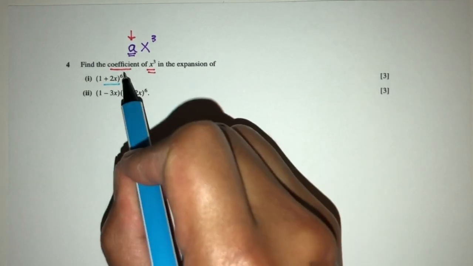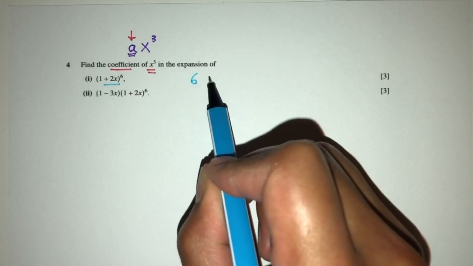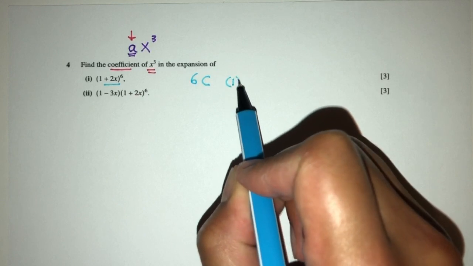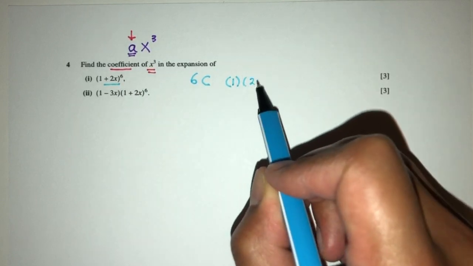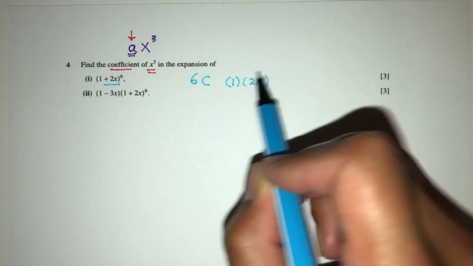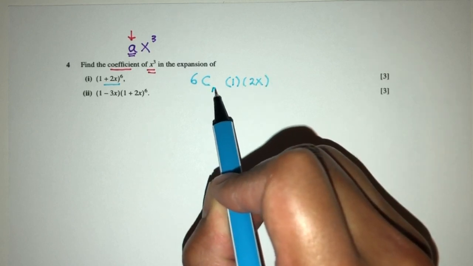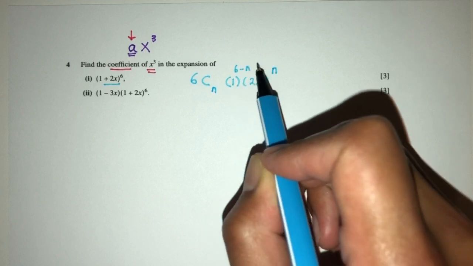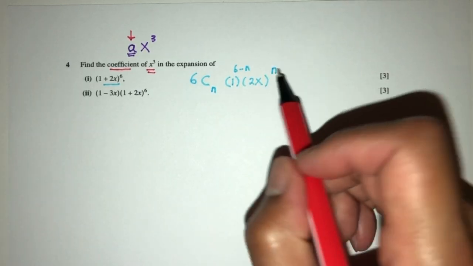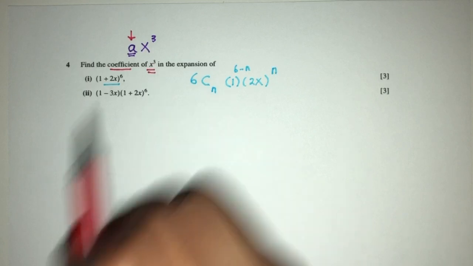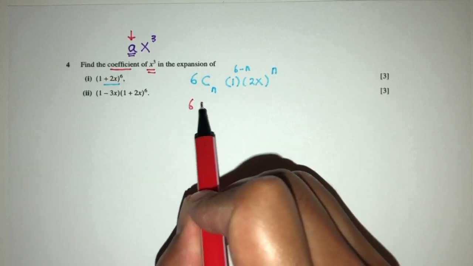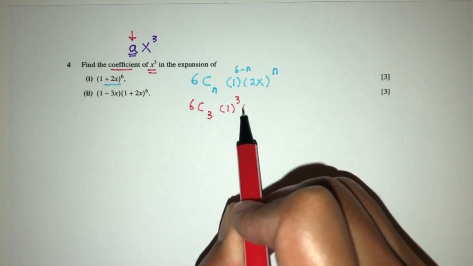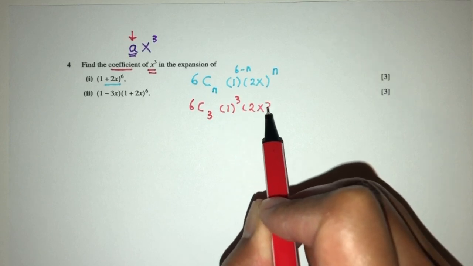Usually what we will do is the power 6, we take 6 choose something, we have to choose. And the first term is 1 here, and then here we have plus 2x. Now, we know that this, let's call this n here, will match with this one, and this will be 6 minus n. So what value do we have to choose for n to get x power 3? So we realize that we'll have to choose n as 3 so that we can get x power 3 in this expansion.